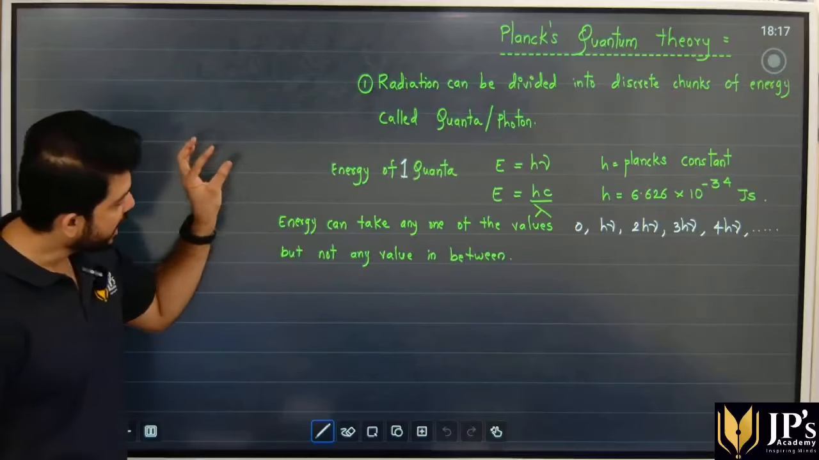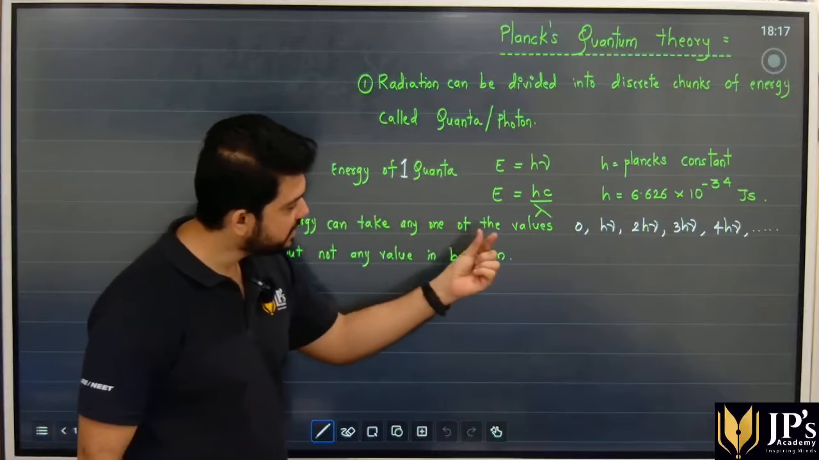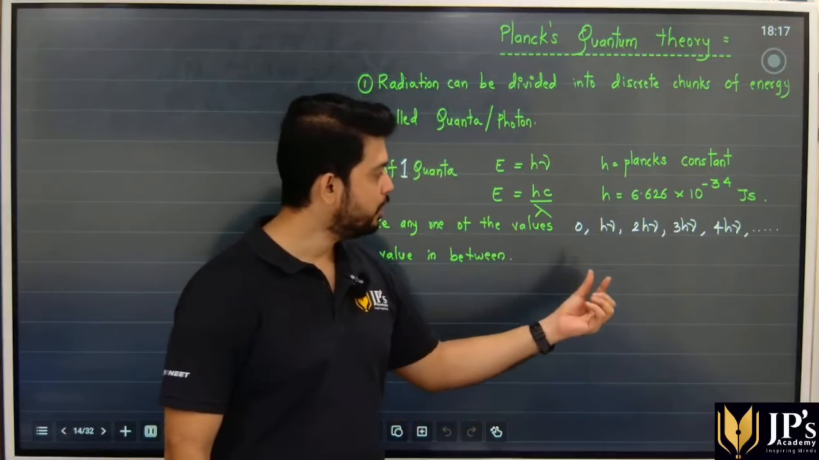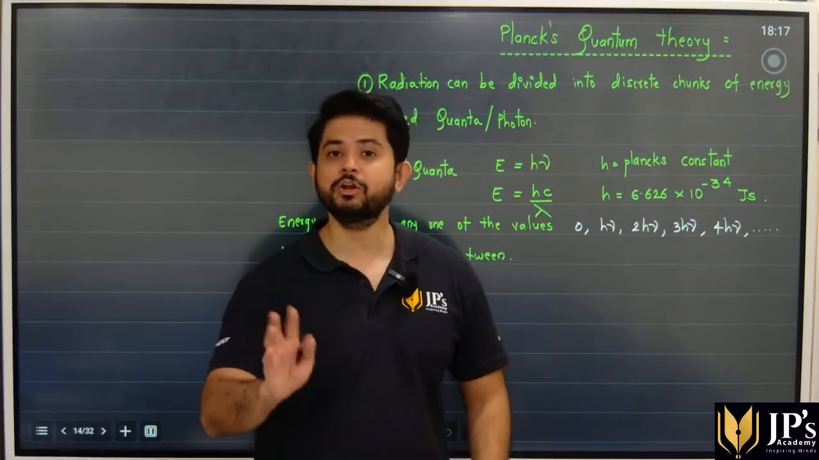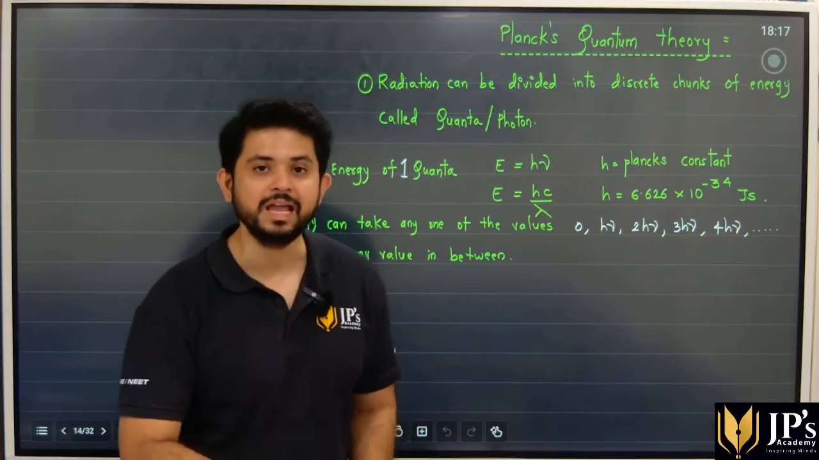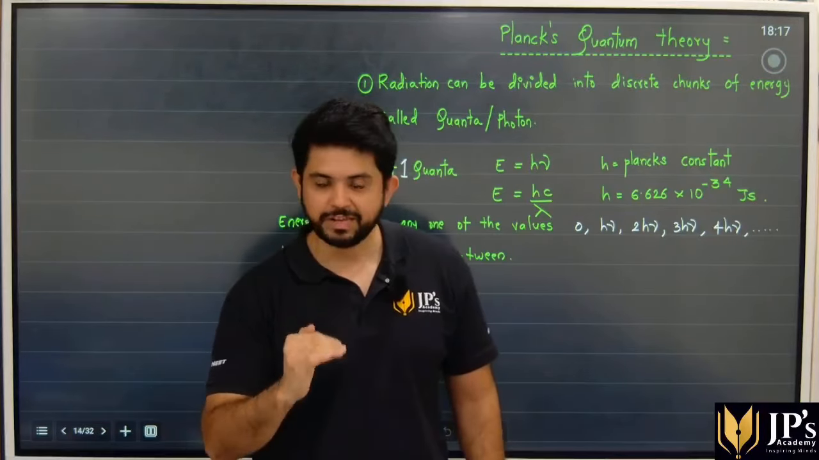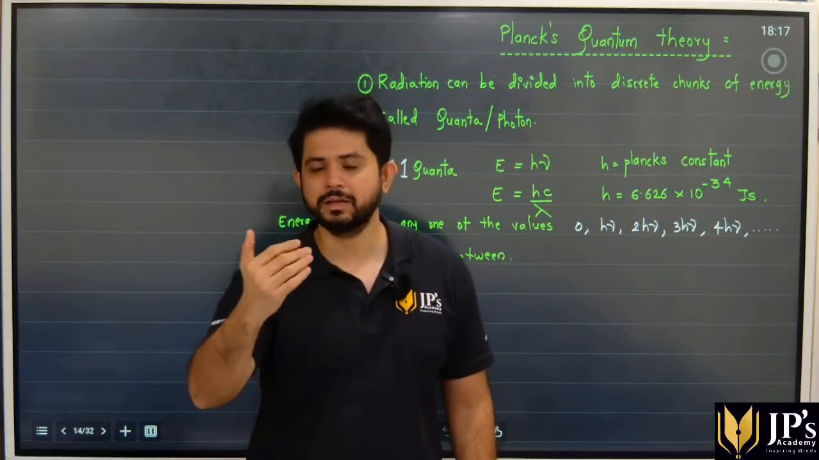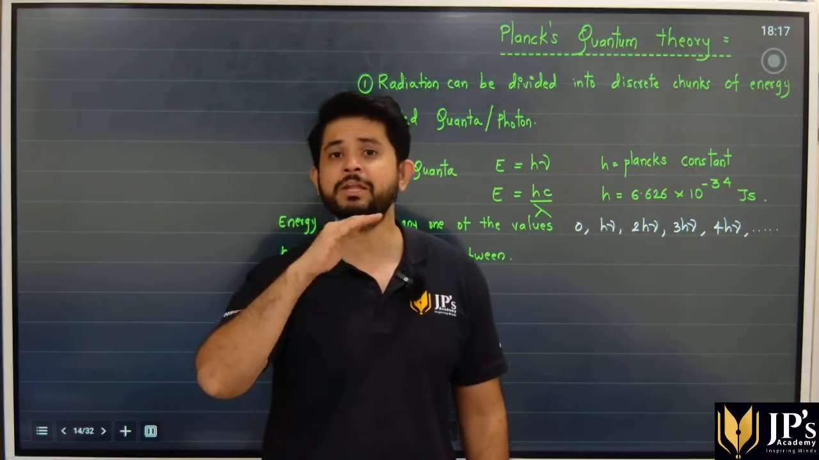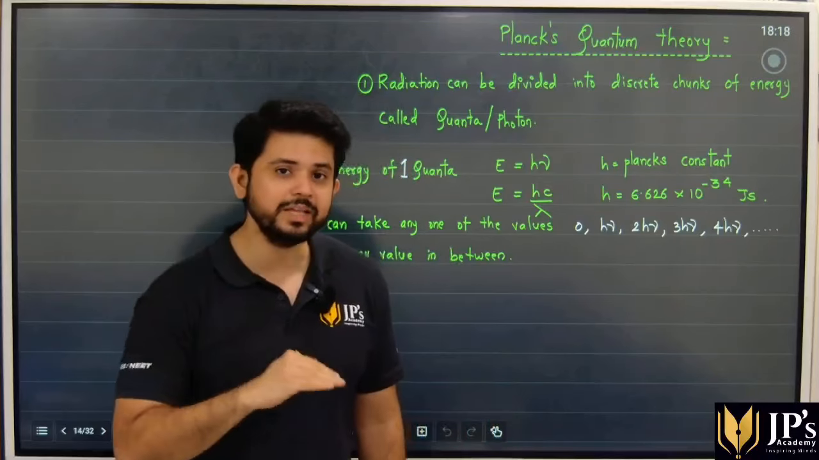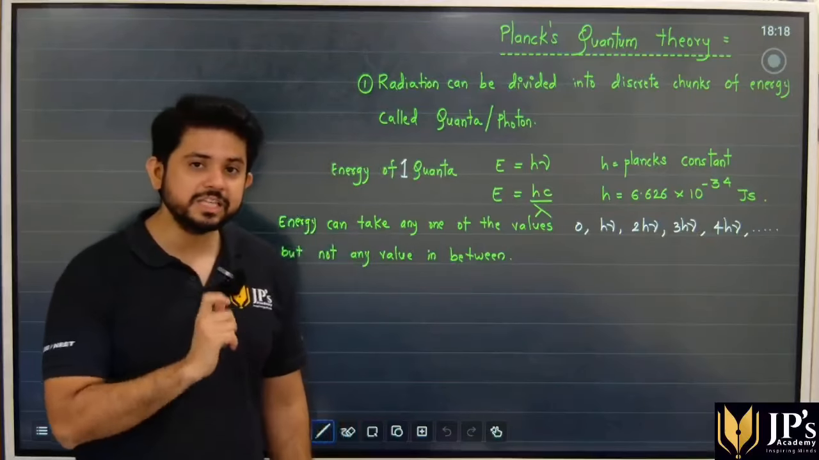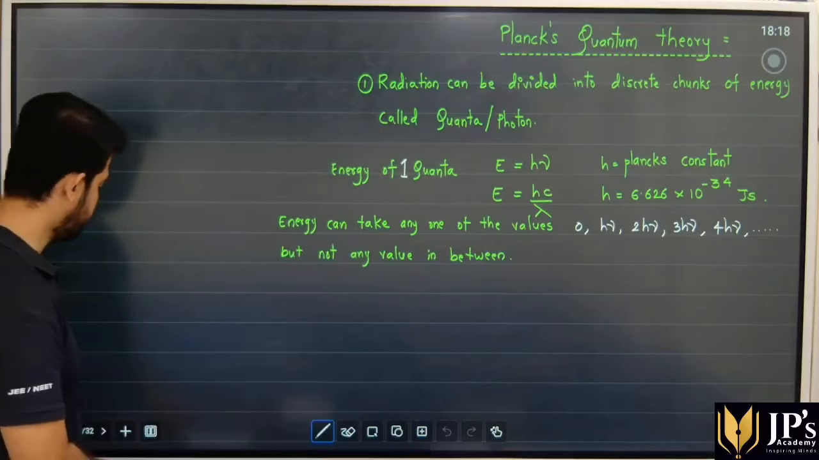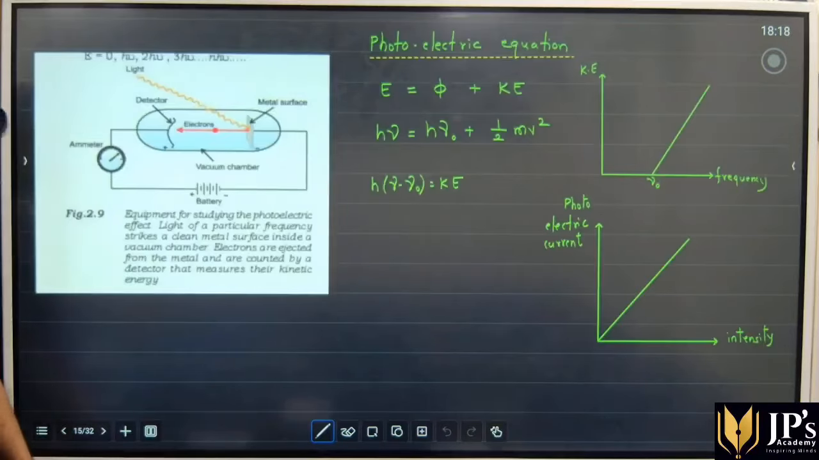Hence, students, energy can only take these particular values: 0, h nu, 2 h nu, 3 h nu. There cannot be any value in between. It is something like this. When you climb a stair or you come downstairs, you can skip one, you can skip two, but you cannot stand anywhere in between the steps. Similarly, energy can take only these discrete values, not in between them. Moving ahead, students.